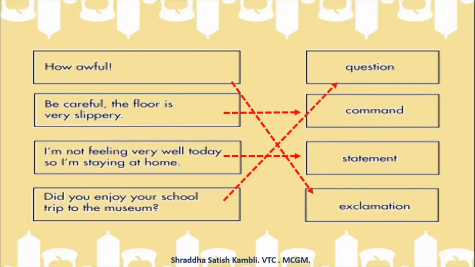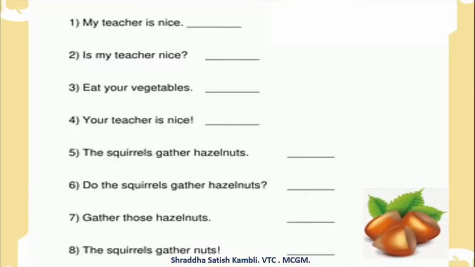Okay children, so this was one exercise. Now let us take one more exercise before we wrap up the lesson for today. Again, I give you the same instruction. Pause the video for a few minutes. Try to read all the sentences and try to figure out what type of sentence they are. Okay, then you can come back and check your answers.